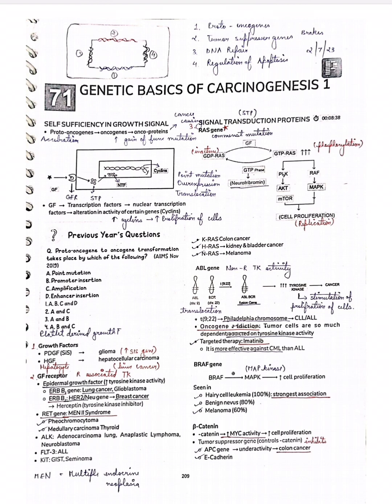So this was all about your growth factor receptors. Now thirdly, we are going to talk about the signal transduction proteins. In these signal transduction proteins, we are going to talk about some particular genes: the RAS gene, the ABL gene, the BRAF gene, and the beta-catenin gene, right?